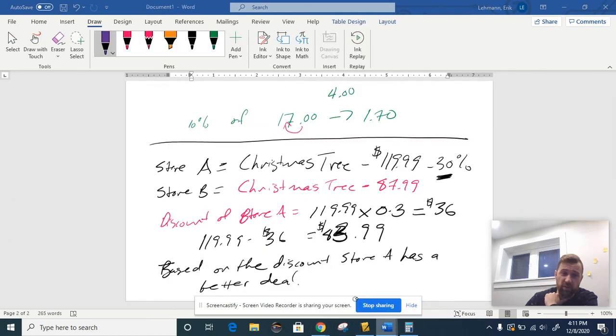So if you were going back to our tree example, I would say this saves me $4. How did I get that? I went $87.99 minus $83.99 equals 4. And sorry, that's a little bit messy now, but I wanted to remind you that's how you get the $4. Okay, so good stuff.